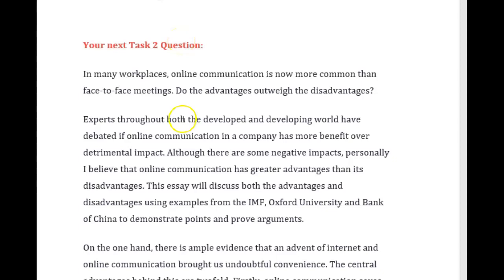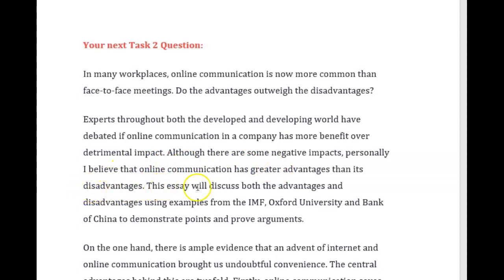"Experts throughout both the developed and developing world have debated if online communication in a company has more benefits as over its detrimental impact. Although there are some negative impacts," careful, "impacts," not great. Try to use some different words, okay? "Although there are some negatives," that's even easier. "Personally, I believe that online communication has greater advantages than its disadvantages."